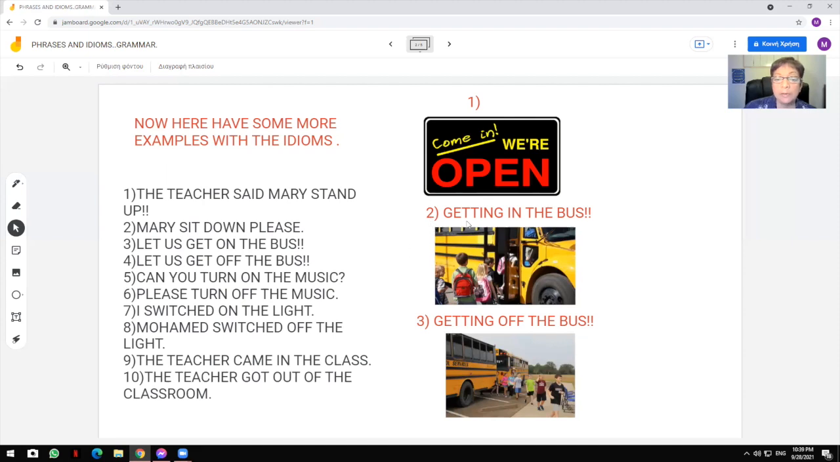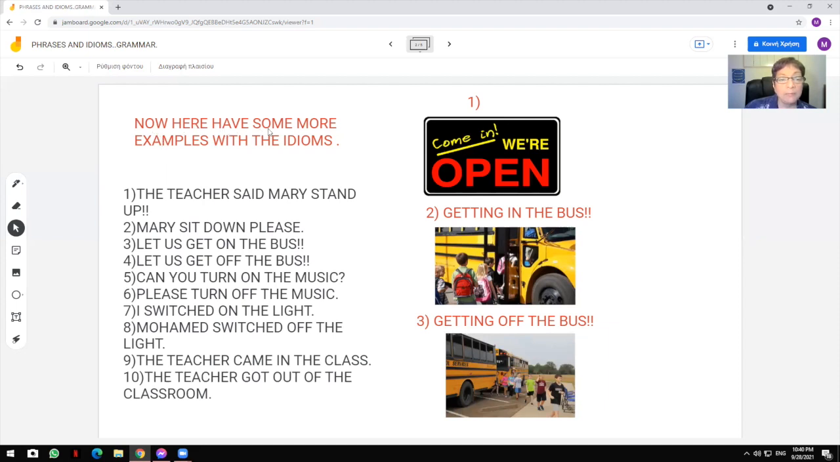Number two, getting in the bus. The kids are getting in the bus, the school bus. التلاميذ بيركبوا, getting in the bus. Here they are getting off the bus, يعني بينزلوا من الباص. Okay, getting off the bus. Now we read again.